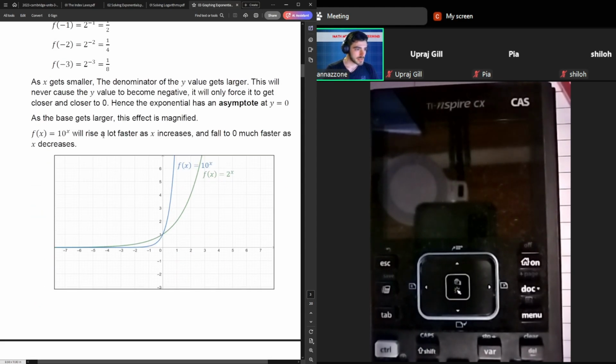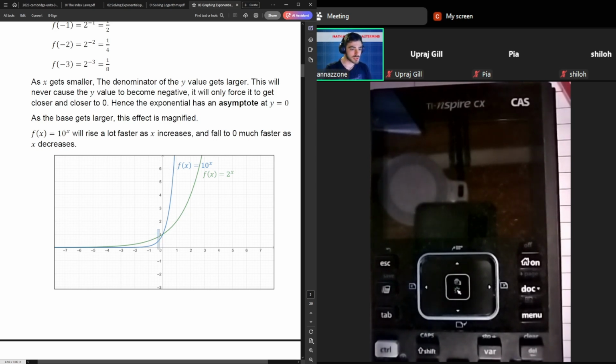If you get a larger base, so if you compare 2 to the power of x to 10 to the power of x, well, the 10 to the power of x is just going to be a more dramatic version of that. If your base gets larger, it's just more dramatic, because now you've got 10 to the power of 1, 10 to the power of 2. It's going to increase way faster than 2 to the power of x will. Because if you compare the two x values of x equals 2, 10 squared is 100, and 2 squared is 4. So a very much dramatic increase.